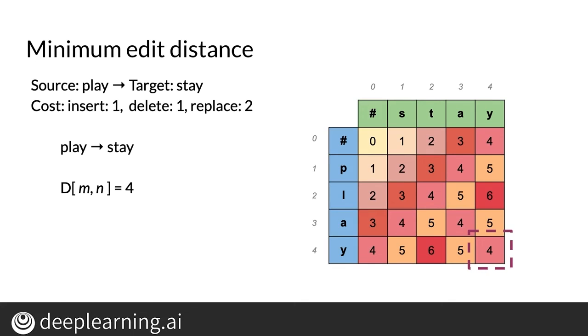Can you see what's happened from the middle square? That's right. Once you get from PL to ST, the suffix of both words is the same, AY. So there are no more edits needed. And that's why this 4 carries down the diagonal.